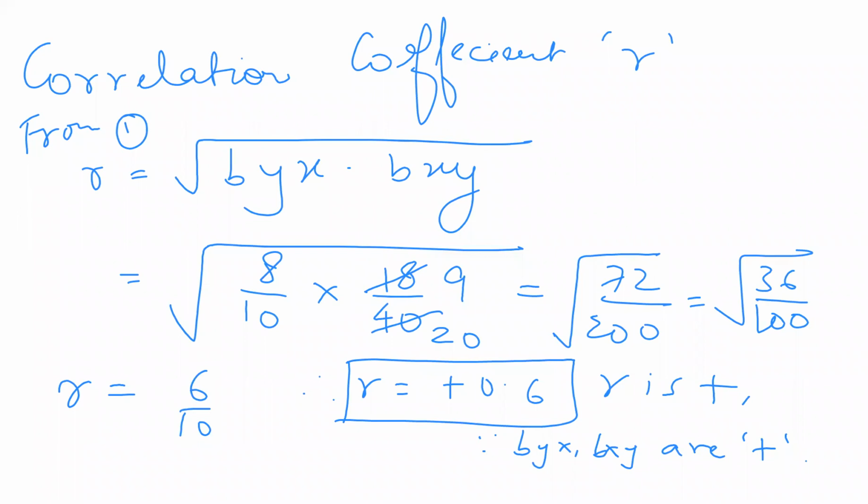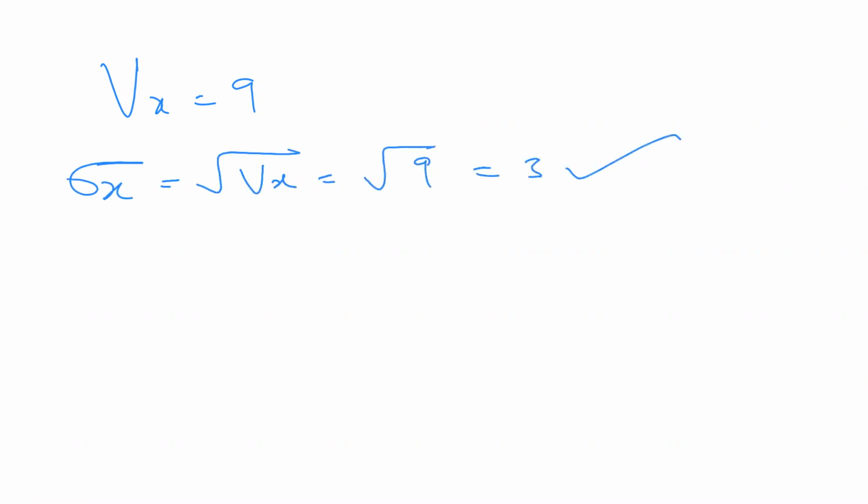So we calculated r. Now in the very same problem, what have they given? They have given the variance of x as 9. Whenever variance is given to us, we always calculate the standard deviation. Standard deviation of x is equal to root of variance of x, root of 9, which is equal to 3. Variance of x equal to 9 was given in the problem. They are asking for the standard deviation of y.